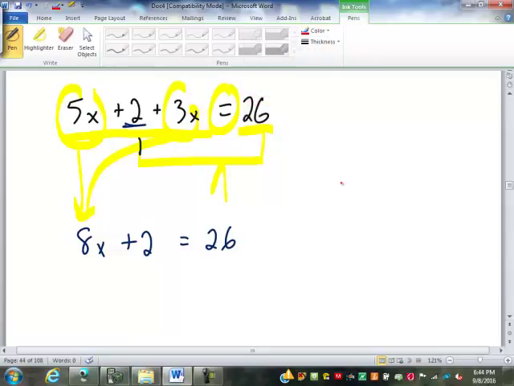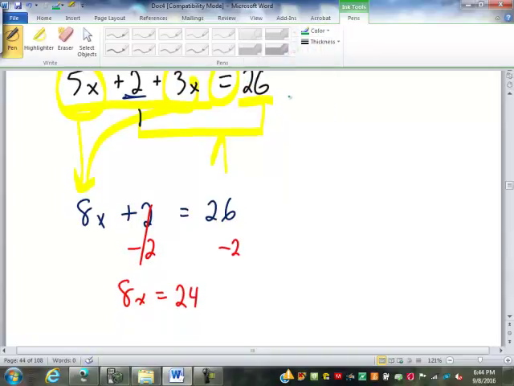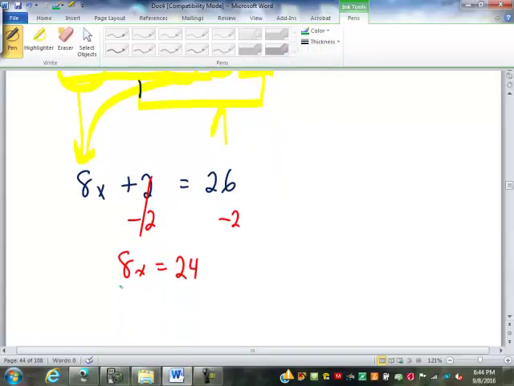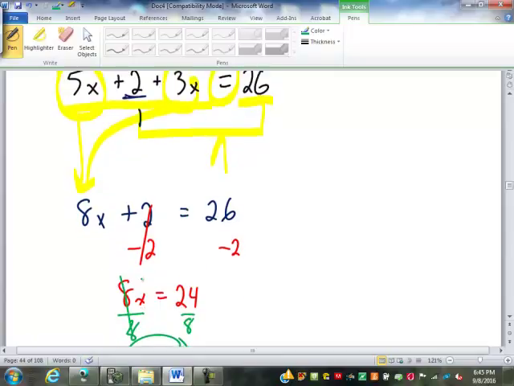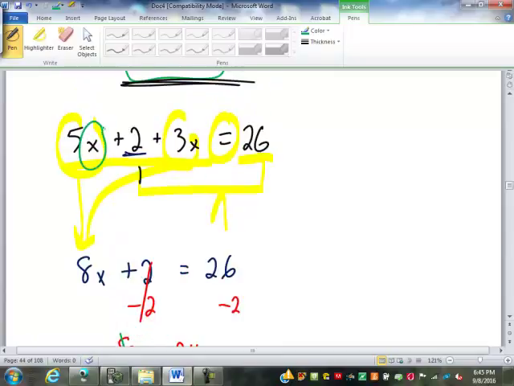Now it's just like the equations we've been working with. What do we do next? Subtract 2. 8x equals 24, and then divide by 8. X equals 3. And now just like before, I can take x equals 3 and I can verify this by replacing x with 3.